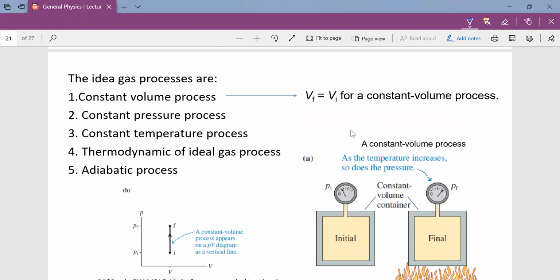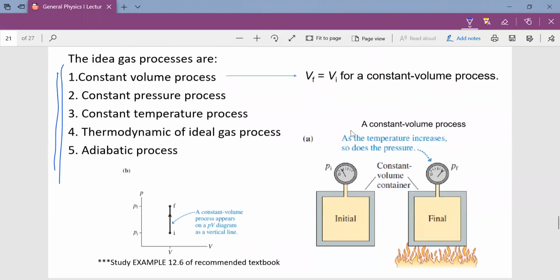So we'll have five basic processes. A process where the volume is kept constant, that is, the final and the initial volume are equal. We'll have a process where the pressure is kept constant. We'll have one where the temperature is kept constant. And then we'll have the thermodynamic ideal gas process.